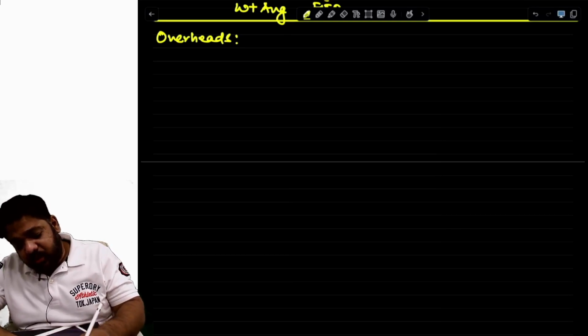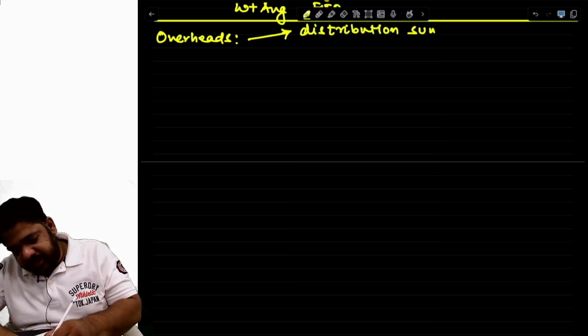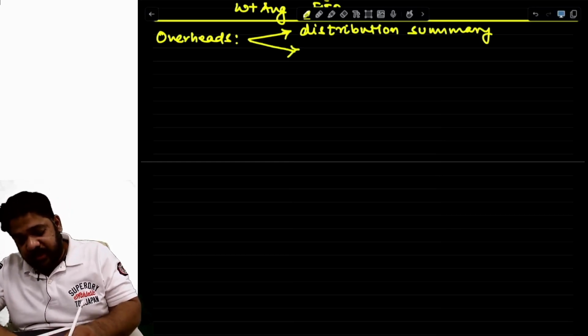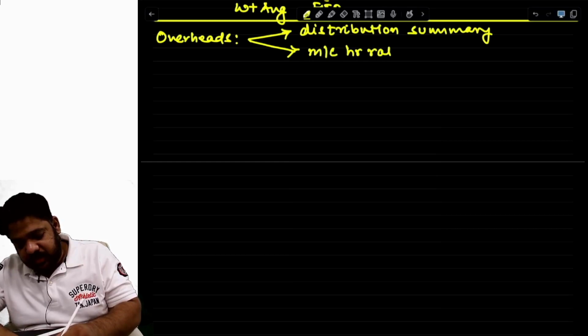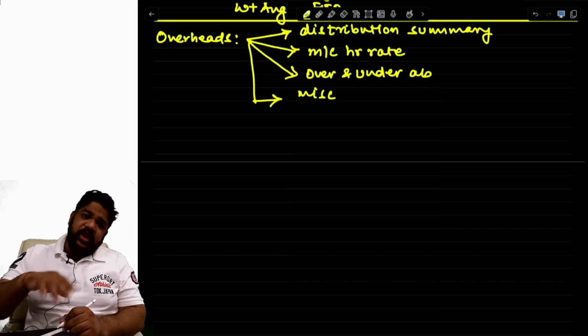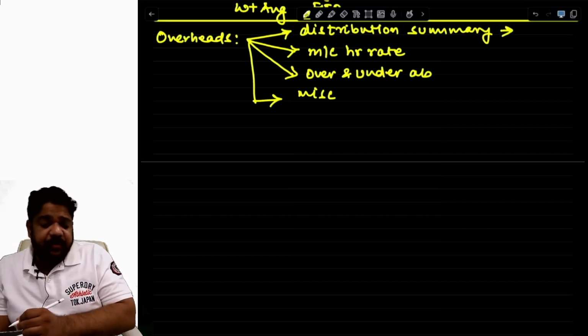Now, overheads as a chapter, the first leg is of course the distribution summary. Then comes in the machine hour rate. Then is over and under absorption, and lastly, my favorite, the miscellaneous section. So I have four legs for this particular topic. Now, let's talk about distribution summary in depth.